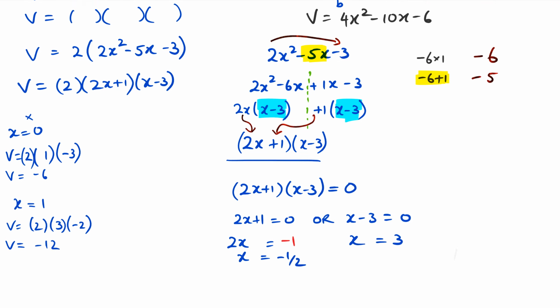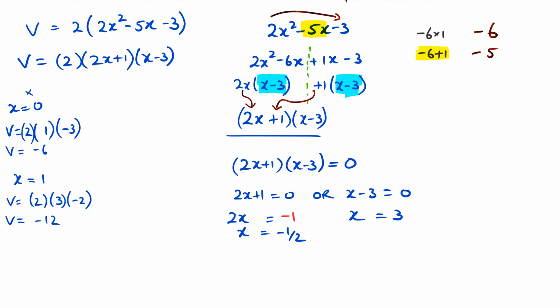And in the first case, I've got 2x is equal to minus 1, and then x is equal to minus 1 over 2. Now, I'm looking at x equals minus 1 over 2 and x equals 3. If I put any value less than 3, or 3, then remember that this measurement here becomes a negative value.